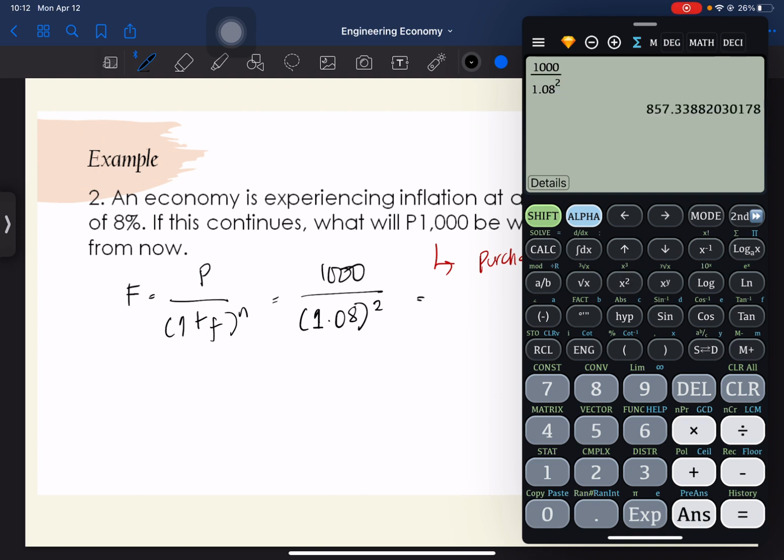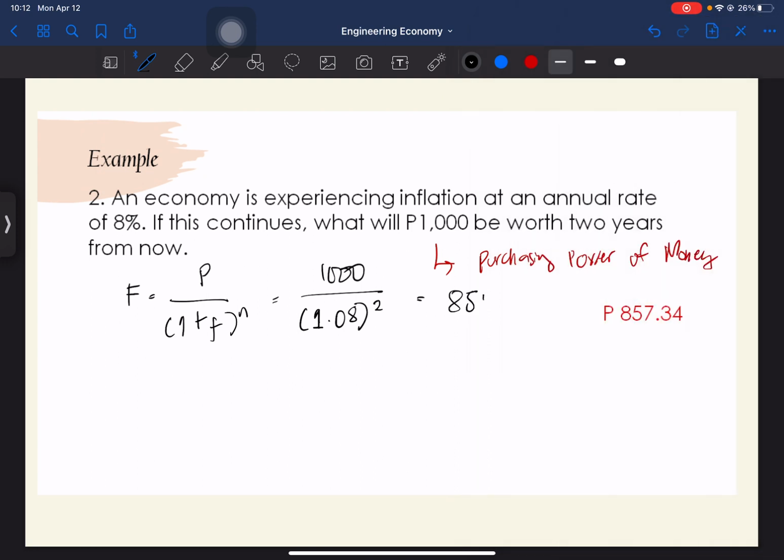Ayan, 857.34. Okay? So, that's it. Pero, parang isipin mo, sir, kung may 1,000 pesos ako sa bangko ngayon, and there is 8% inflation, hindi ba 1,000 pa rin siya? Kasi hindi naman sasabihin ng bangko na may inflation kaya wala muna tayong interest rate, kakainan muna namin yung pera mo. Hindi naman ganoon, di ba?